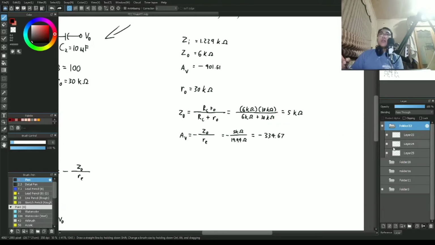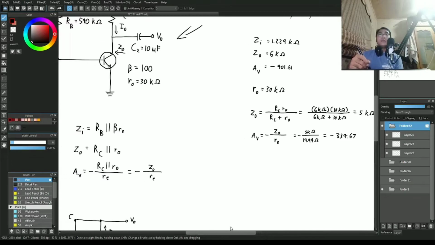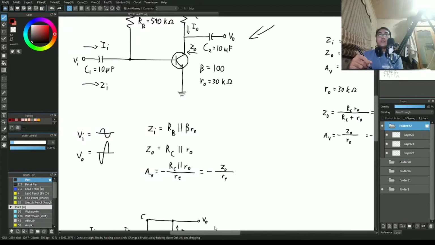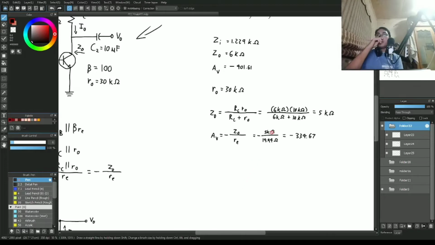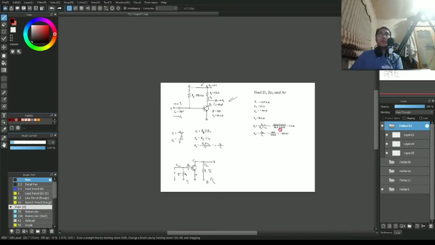And then for AV, just replace the numerator with ZO, or substitute the values again, and we get negative 334.67 for the voltage gain. Yep, that's how we solve it.